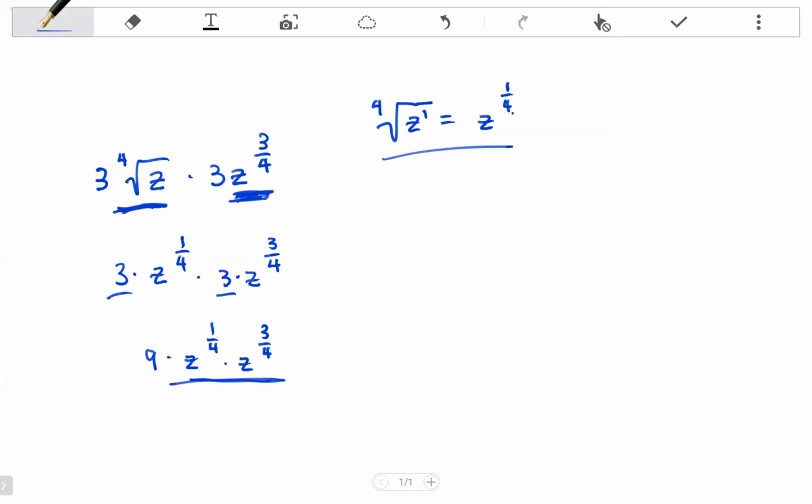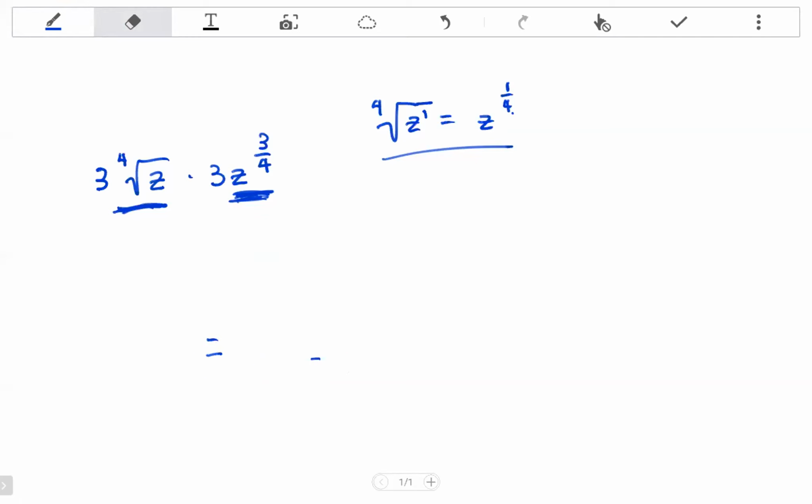What can we do with that? How can we simplify that? Add the exponents. Yeah, you can add the exponents, right? Since they're multiplying together, we can add the exponents. It's 1/4 here, 3/4 here, which equals 1. So our answer is just going to be 9z. And that's it. We're done with simplifying. Let's do one more complicated example.